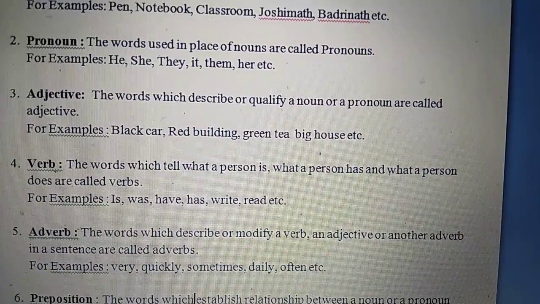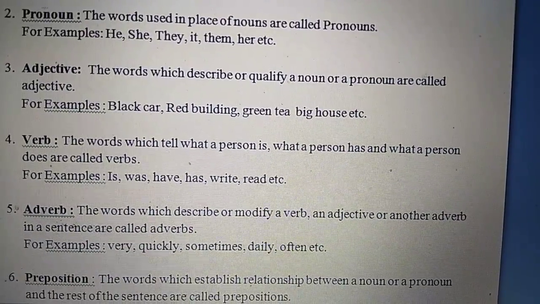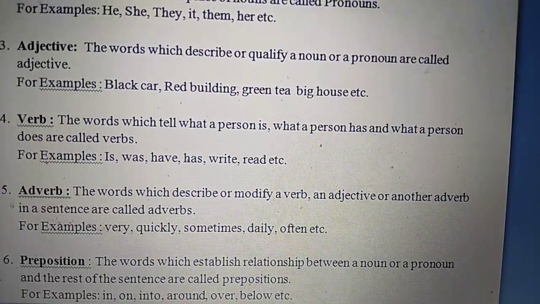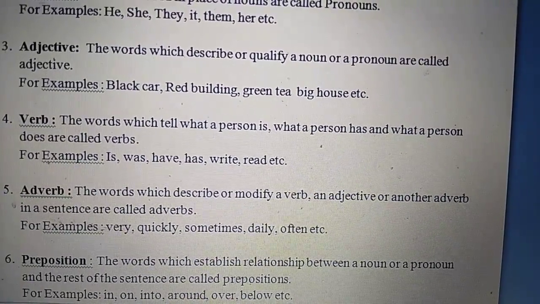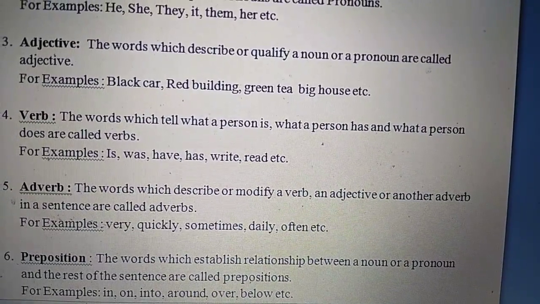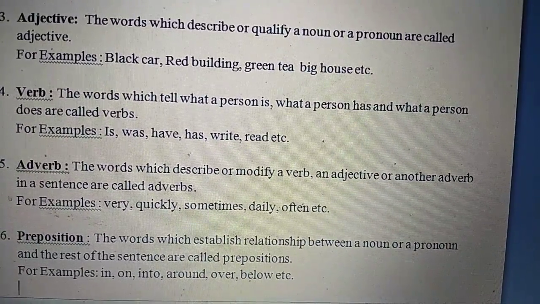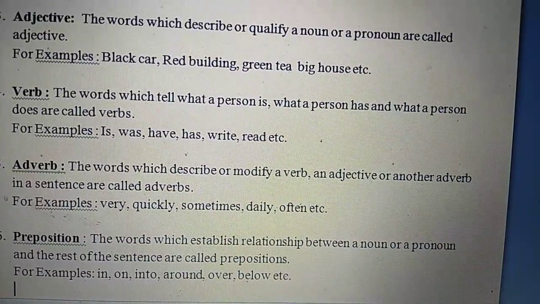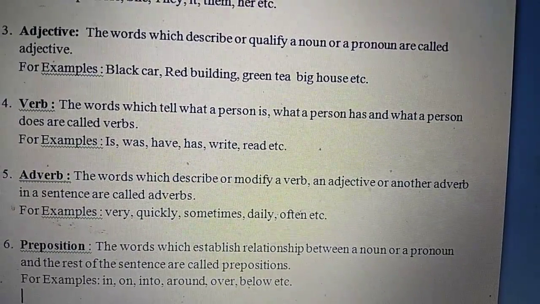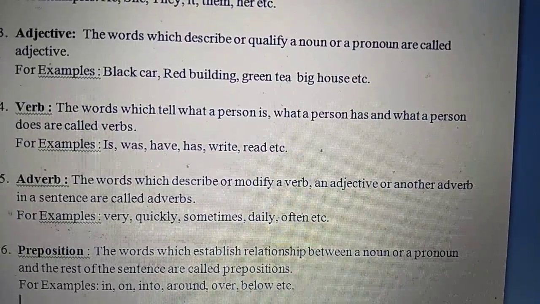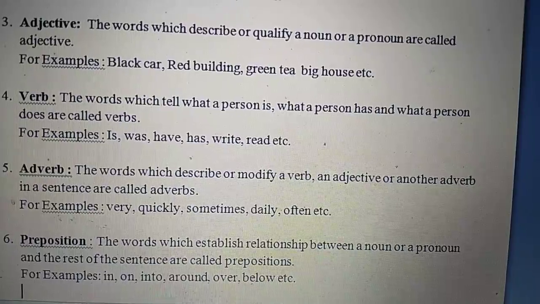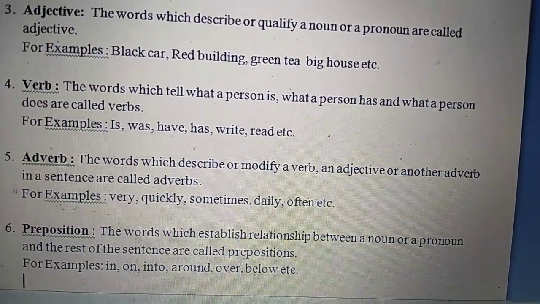Okay. Next is preposition. The words which establish relationship between a noun or a pronoun and the rest of the sentence are called prepositions. Okay, for example, in, on, into, around, over, below, etc. These are prepositions because these words help us to show relationship between a noun or a pronoun and the rest of the sentence.